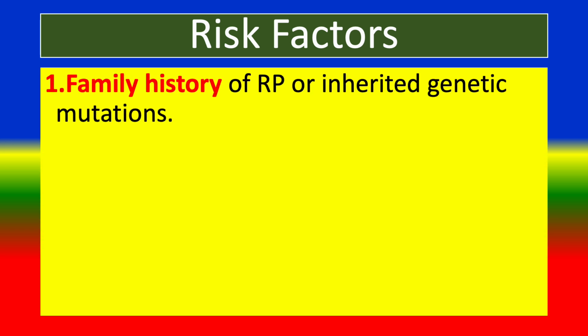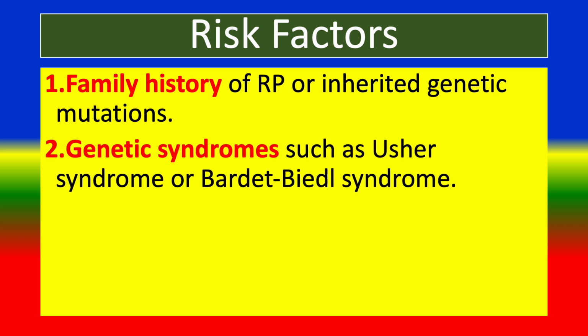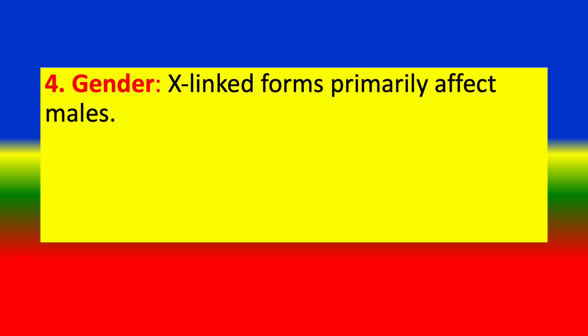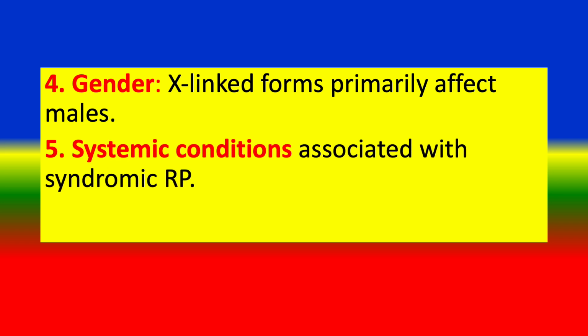Risk factors. 1. Family history of RP or inherited genetic mutations. 2. Genetic syndromes such as Usher syndrome or Bardet-Biedl syndrome. 3. Consanguineous marriages, which increase the likelihood of recessive mutations. 4. Gender. X-linked forms primarily affect males. 5. Systemic conditions associated with syndromic RP.